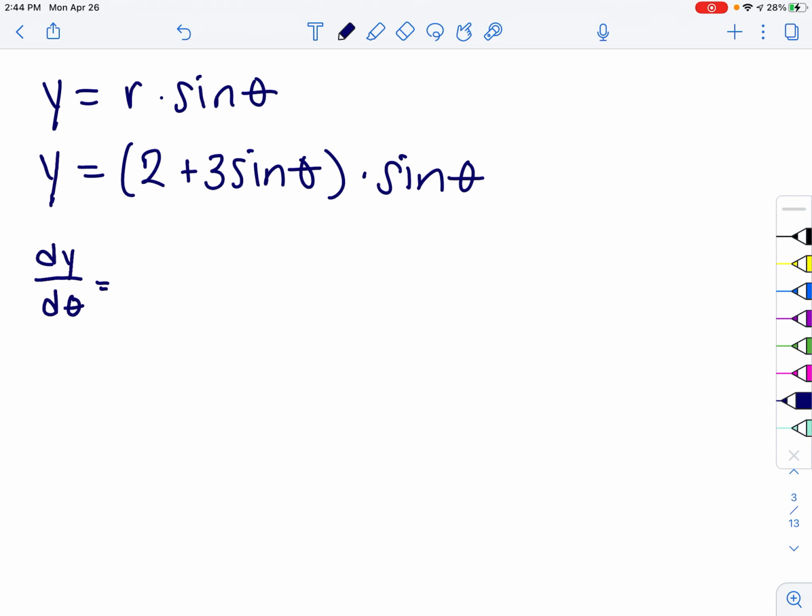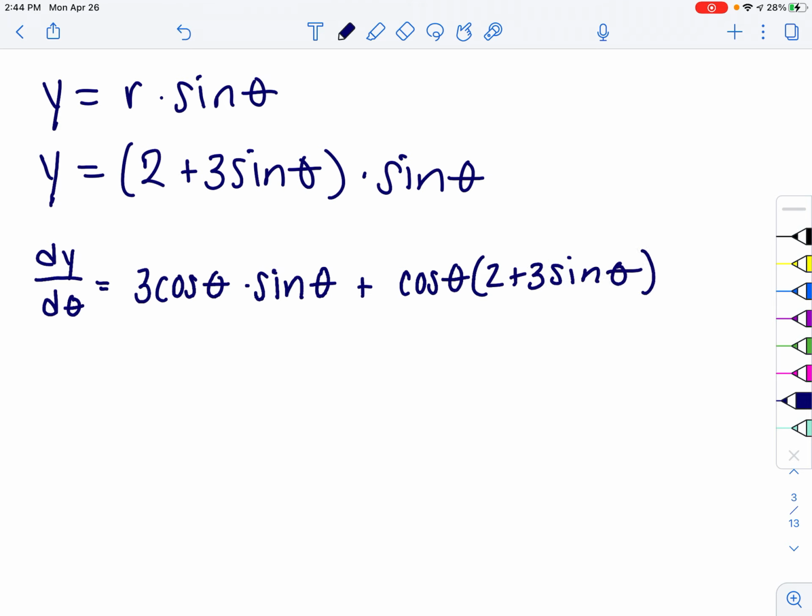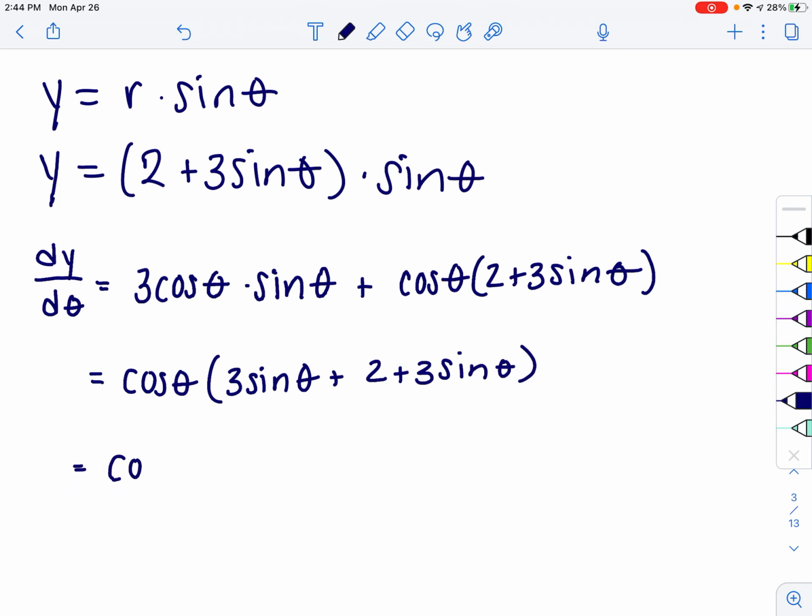For dy d theta, we're going to need to use the product rule. The derivative of the first is 3 cosine times the second, sine, plus the derivative of the second, cosine, times the first quantity, 2 plus 3 sine of theta. You can manipulate this algebraically. I can factor a cosine out of both parts, so I get cosine of theta times 3 sine of theta plus 2 plus 3 sine of theta. So this derivative is cosine of theta times 6 sine of theta plus 2.